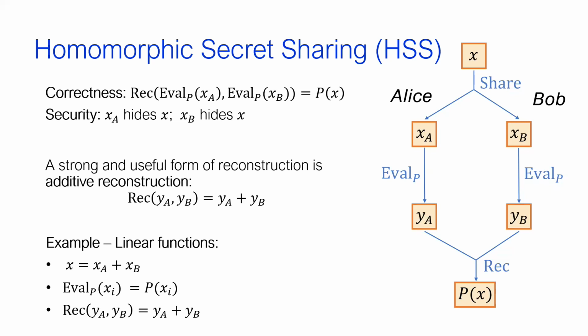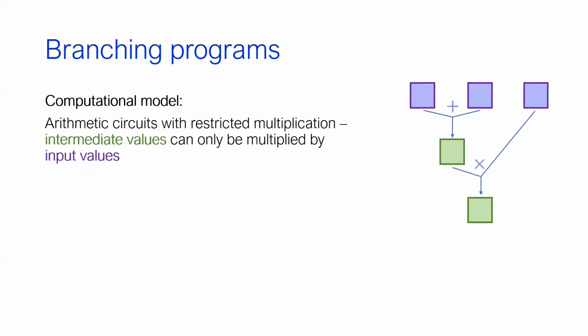Just to give you an idea of HSS, the simplest example we can have is for linear functions in which the secret is shared as an additive sharing, so two random shares that add up to the secret. To evaluate some linear program P homomorphically, we simply apply P to the share, and reconstruction here is also additive.